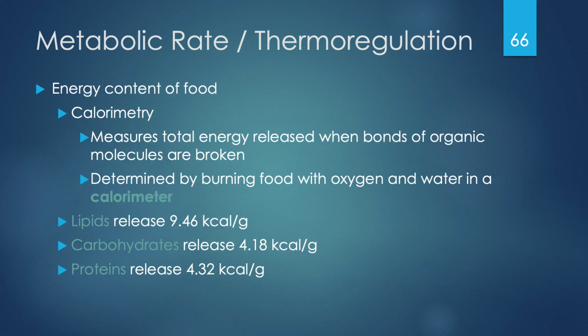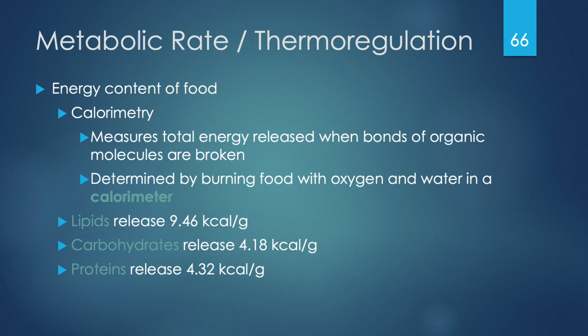To measure the energy content of the different types of foods we eat, we use something called calorimetry, which is just measuring the total energy that's released when the bonds of the organic molecules are broken. Again, the organic molecules are the carbohydrates, the lipids, and proteins.